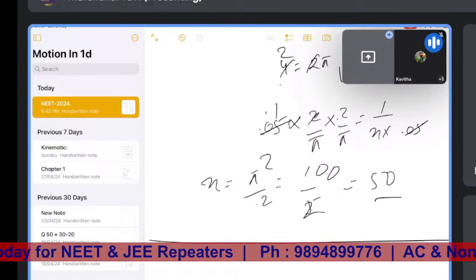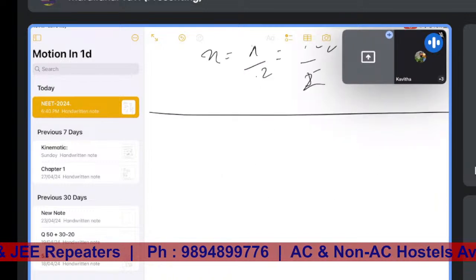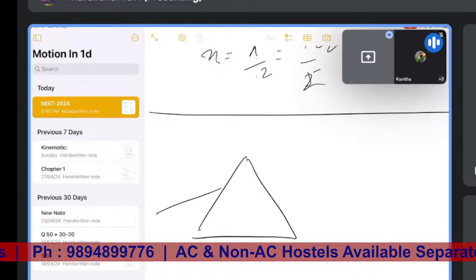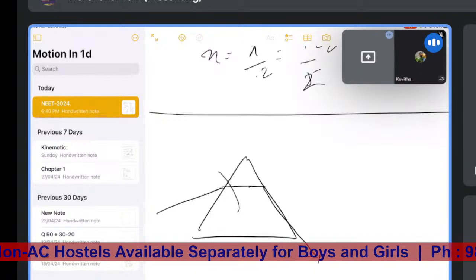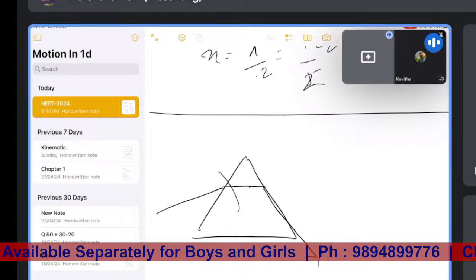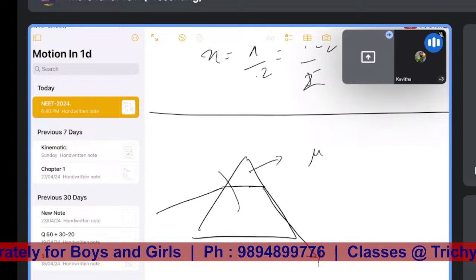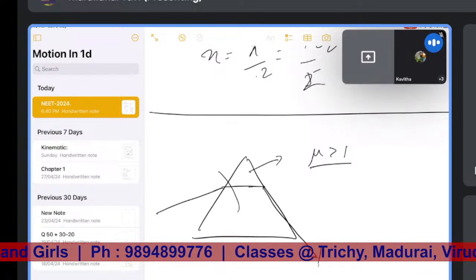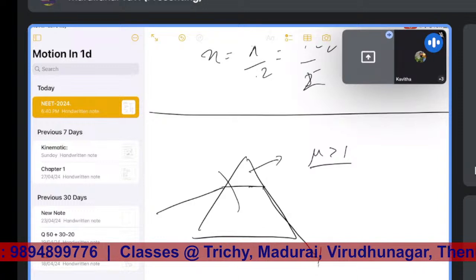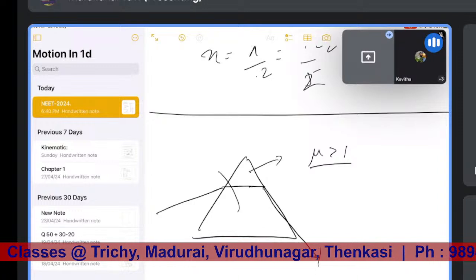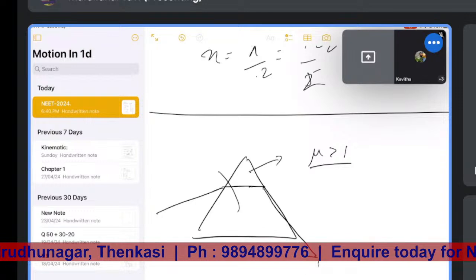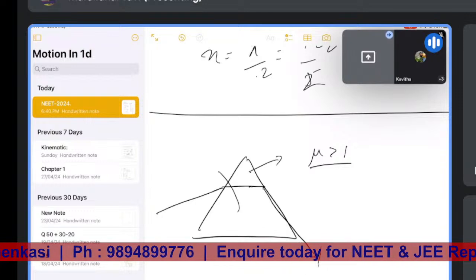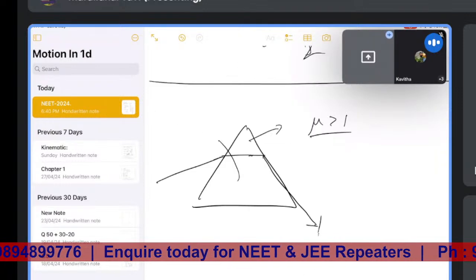Meanwhile, the best way to do the prism question is that the light is bending towards the base. If the light is bending towards the base, the material of the prism should have a refractive index greater than 1. The only option greater than 1 seems to be option number 4. So that should be the best way to answer the question. But if you still want a proper explanation for the question, here I can give you an explanation.